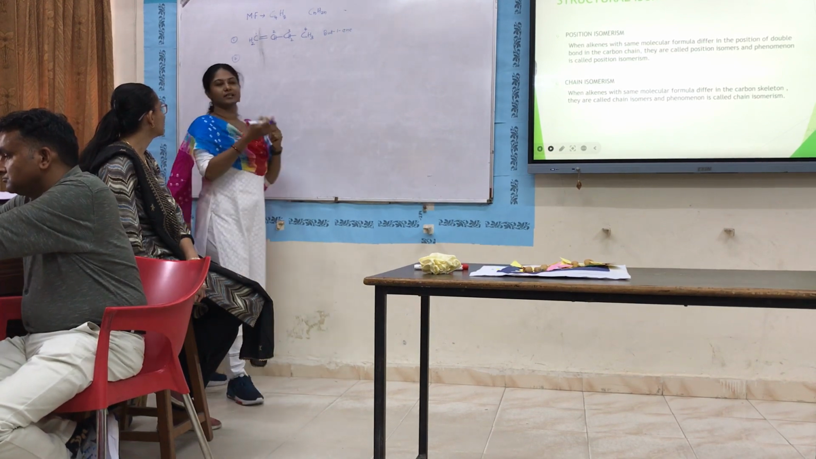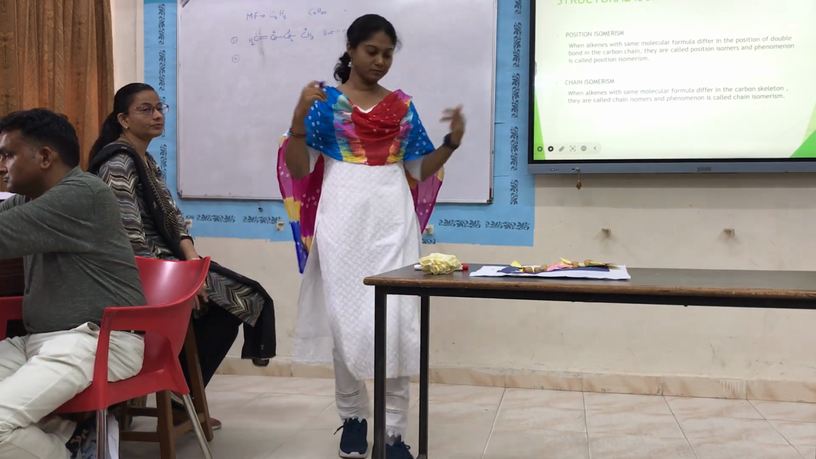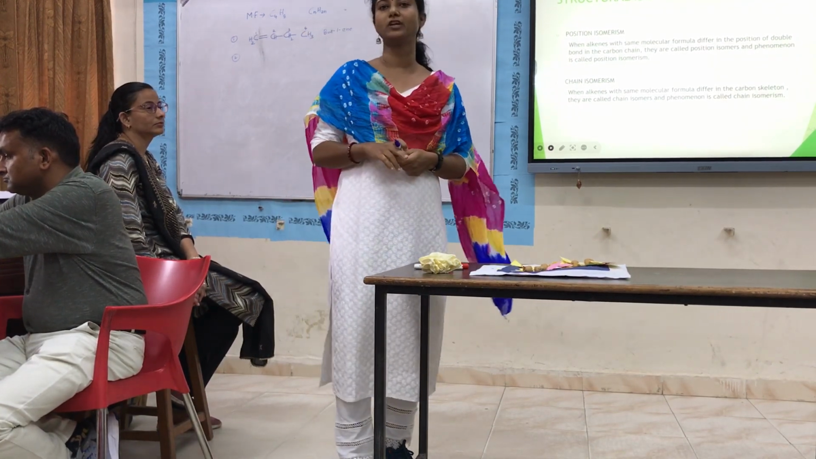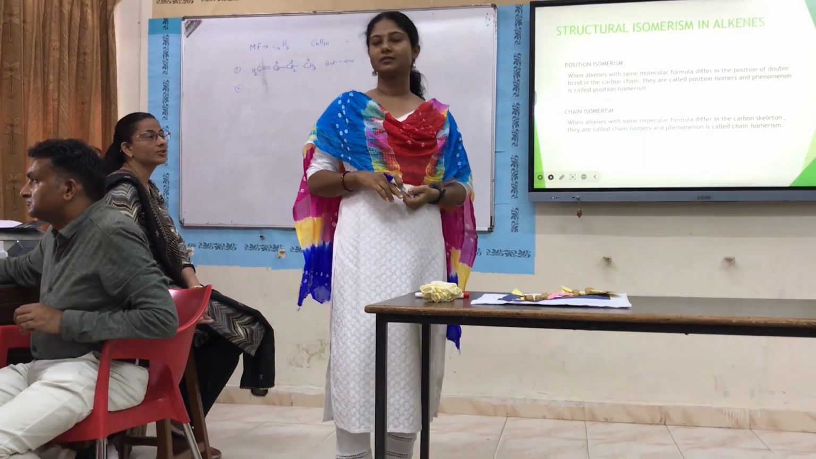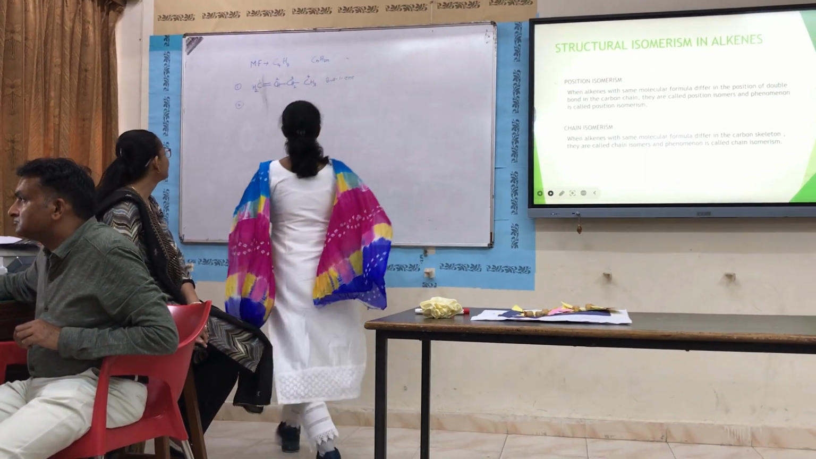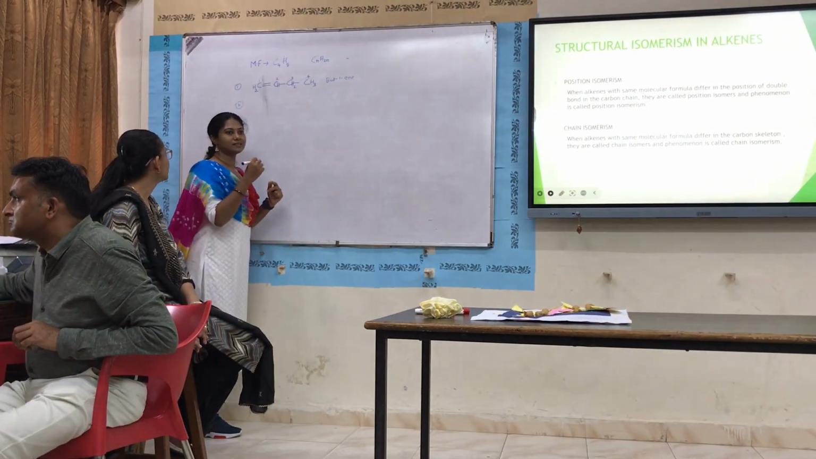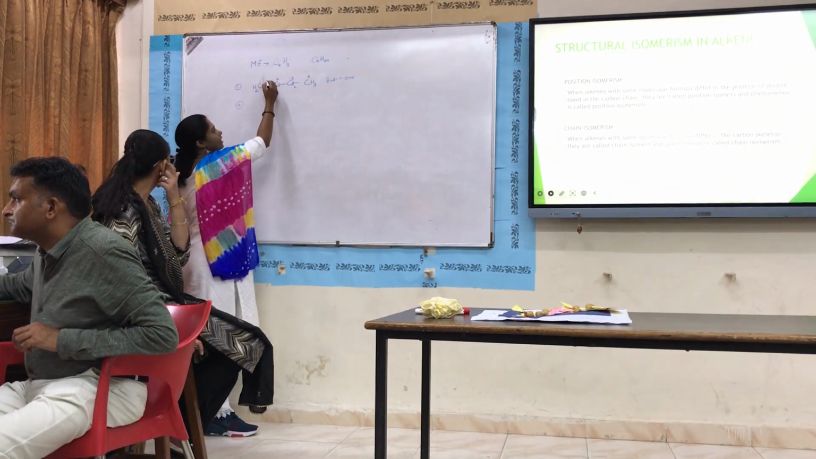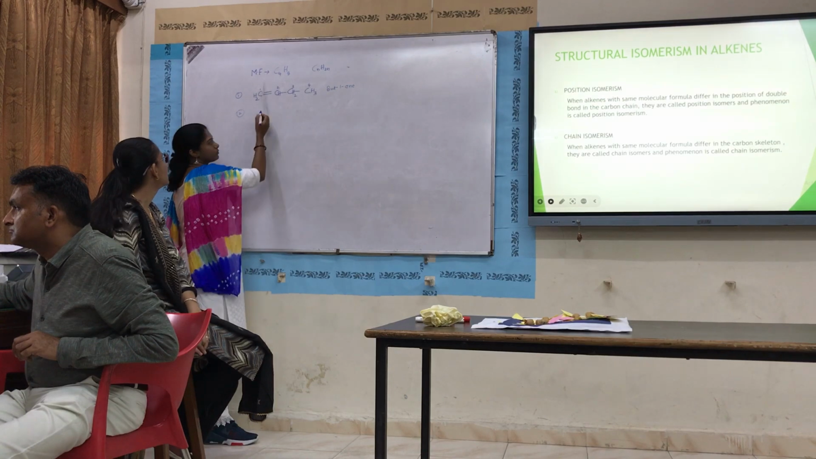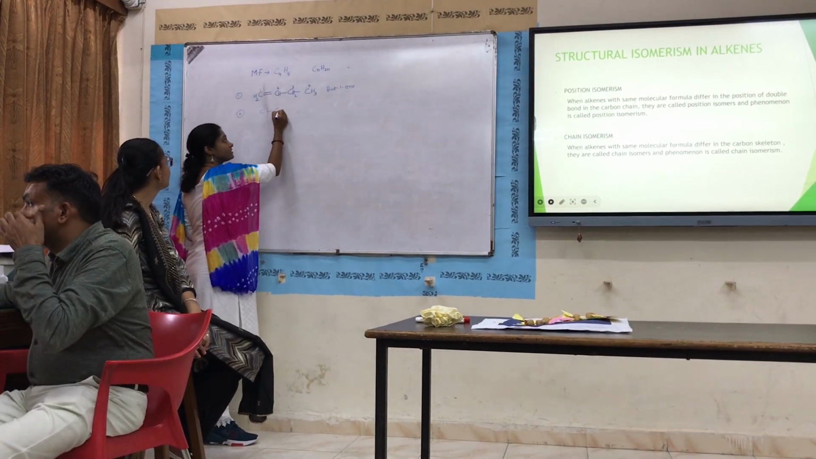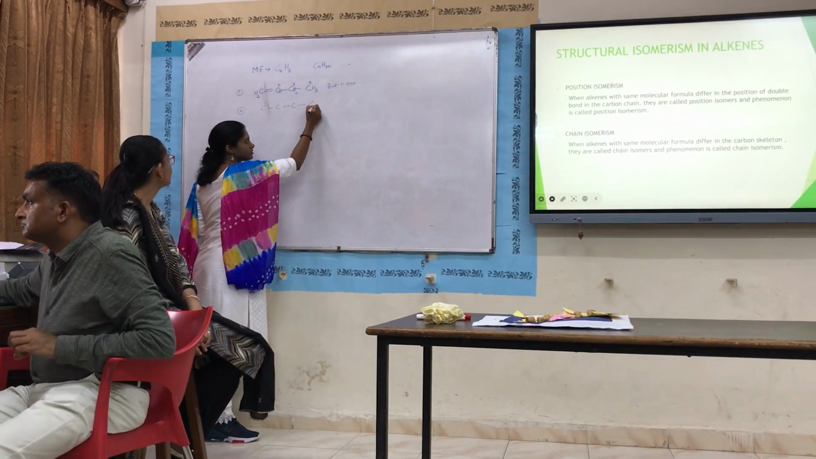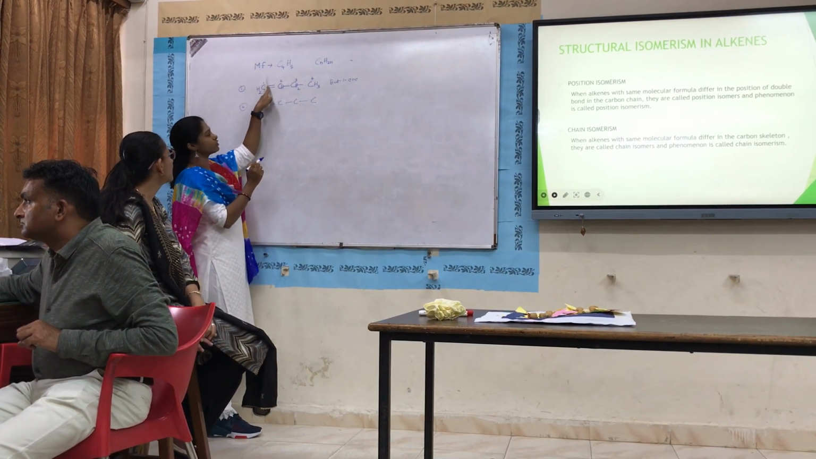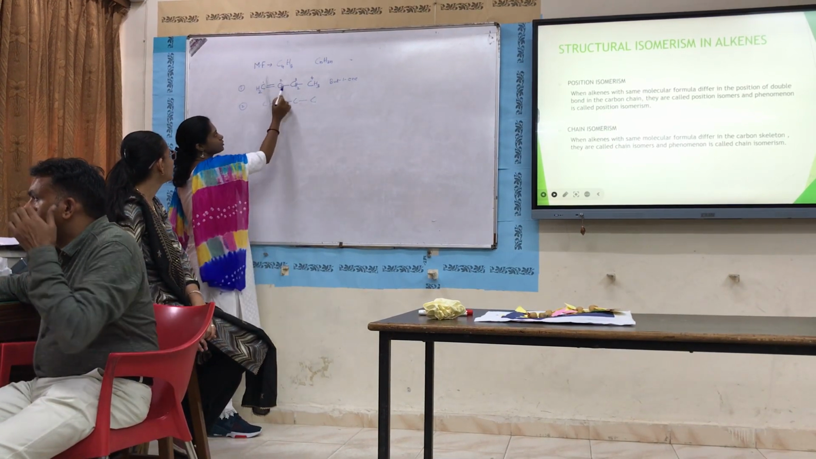Now, is there any other possibility that any other structure is possible for this compound? Yes, we can have another structure also. So what will be that? Position. If it is a chain, we can shift the position of the double bond. So now we will take the same chain, 4 carbon straight chain, and this time we are just shifting the position of the double bond from first position to the second position.